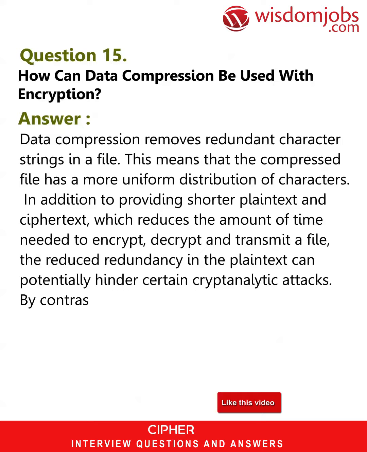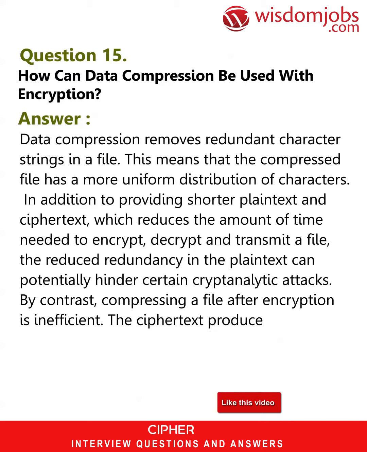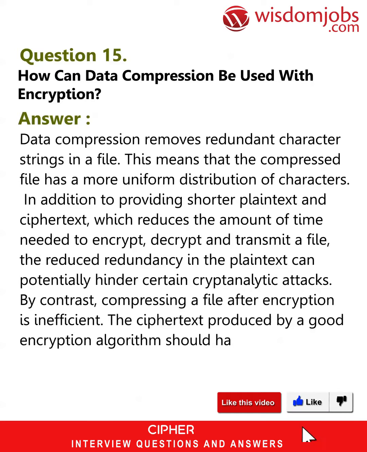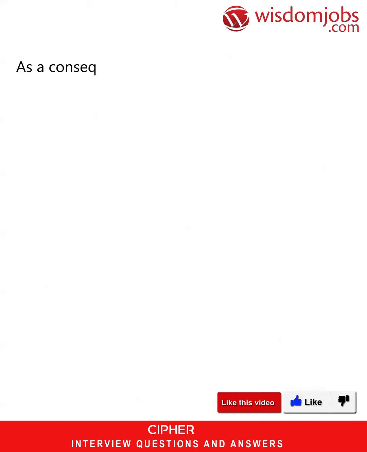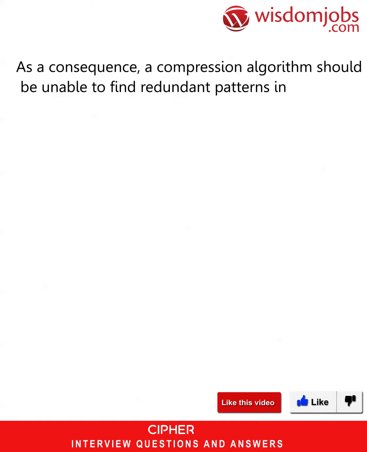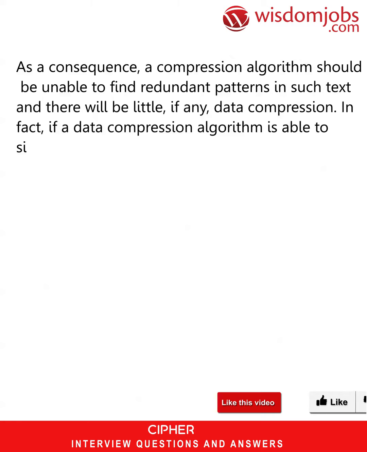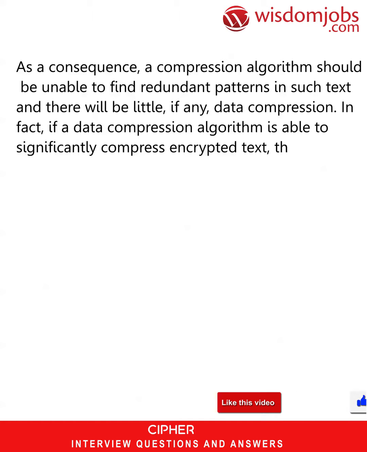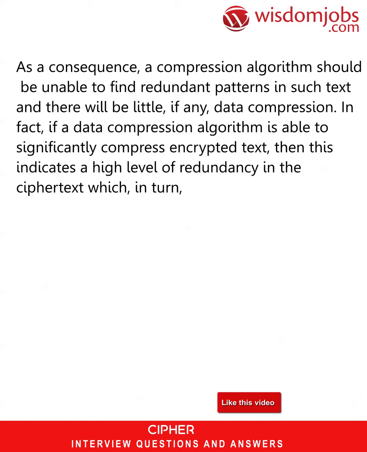By contrast, compressing a file after encryption is inefficient. The ciphertext produced by a good encryption algorithm should have an almost statistically uniform distribution of characters. As a consequence, a compression algorithm should be unable to find redundant patterns in such text and there will be little, if any, data compression. In fact, if a data compression algorithm is able to significantly compress encrypted text, then this indicates a high level of redundancy in the ciphertext which, in turn, is evidence of poor encryption.